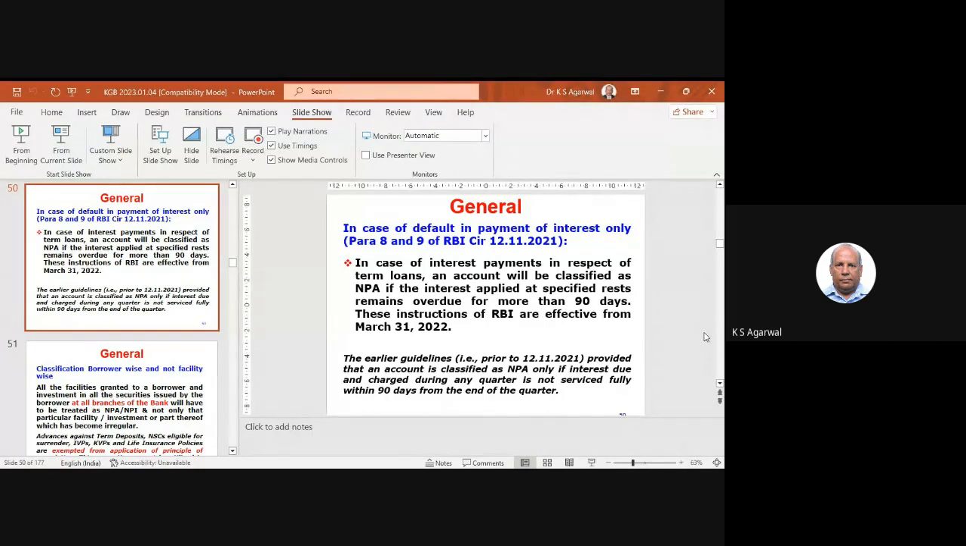Now these instructions were included in the circular of 12th November 2021, but these instructions are effective from 31st March 2022. In the November 21 circular itself, RBI said that this change will be effective from 31st March 22. And now, because your examination is in 2023, these instructions are applicable.